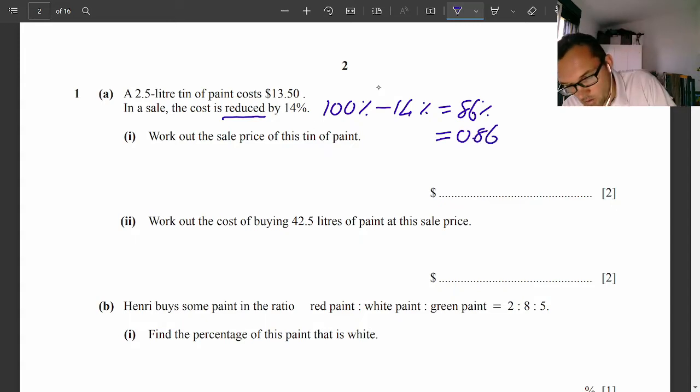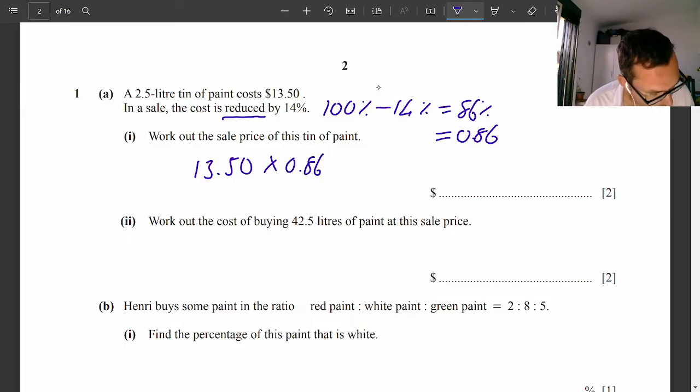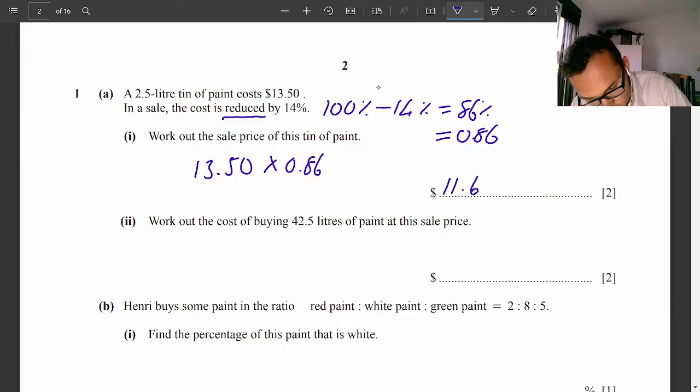So all we need to do in this question is multiply 13.50 by 0.86, and we get the price of $11.61. Do not round this to three significant figures. It's money. Write it to two decimal places.